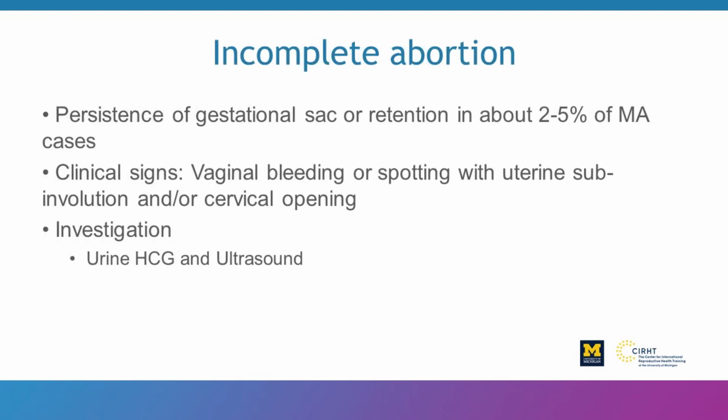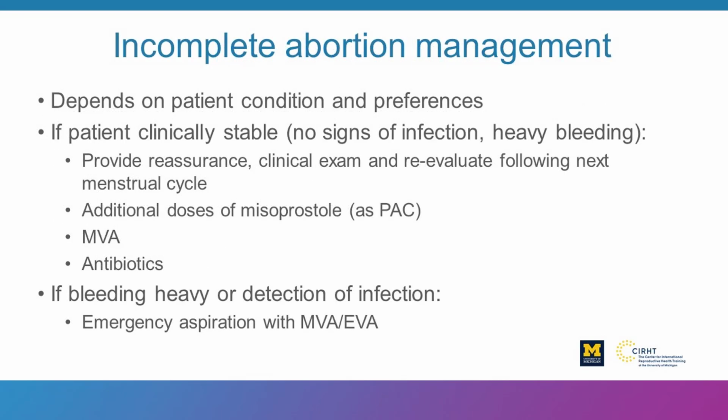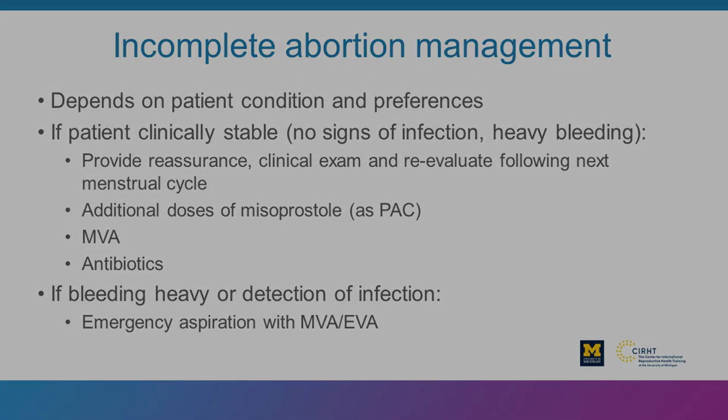Incomplete abortion occurs in 2 to 5% of medical abortions, and usually women will have continuous vaginal bleeding like spotting, and you see subinvolution of the uterus and the cervix remains open. So one can do an ultrasound to confirm this tissue, and it is definitely treated with manual vacuum aspiration.